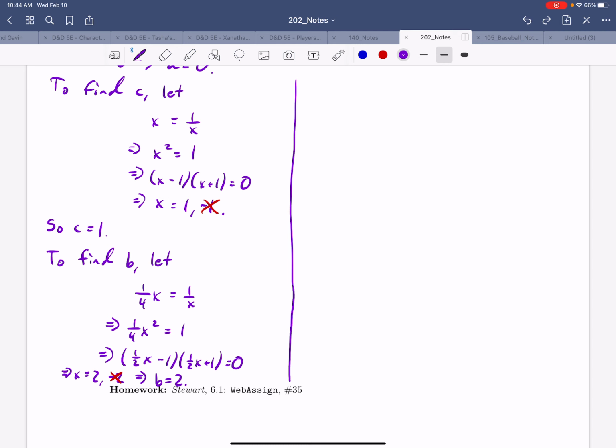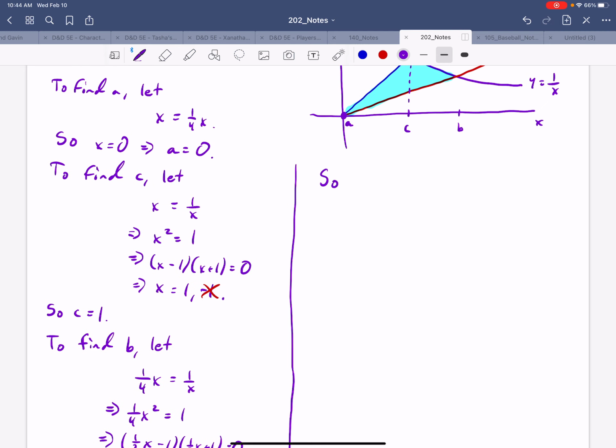Right. So what we have then is that the area under the curve is the integral from 0 to 1 of x minus 1/4 x. You can write that as 3/4 x if you wish. And then plus the integral from 1 to 2 of 1 over x minus 1/4 x. Right? And then you just do both these integrals out. Nothing all that difficult or complicated.